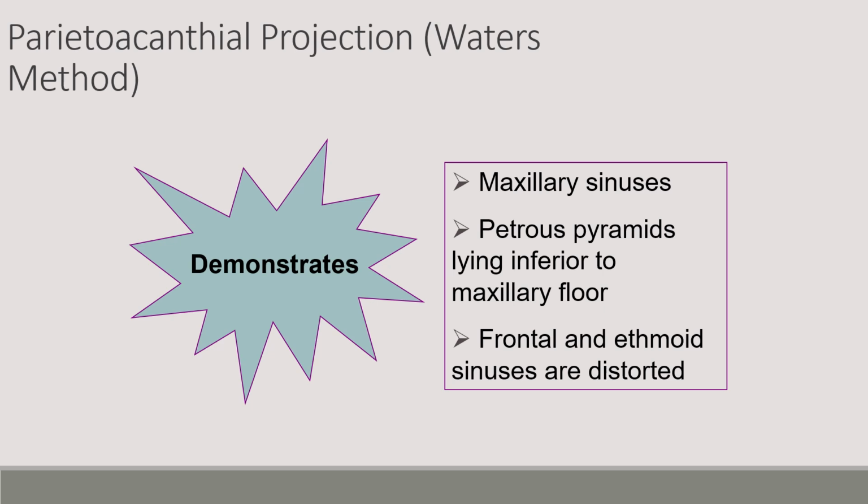And again, the whole point of all these positions, AP to PA and all the axials that we do, is we have to get the Petrous pyramids out of the way of what we're trying to see. For the Waters, we're trying to get them out of the way of the maxillary sinuses. So not the modified Waters, the Waters. For the modified Waters, we're trying to get them out of the way of the orbital floor and present the orbital floor in a true perpendicular.